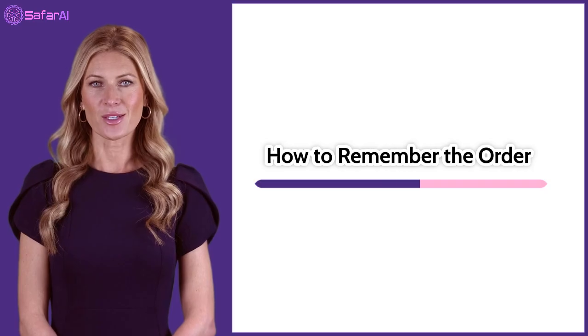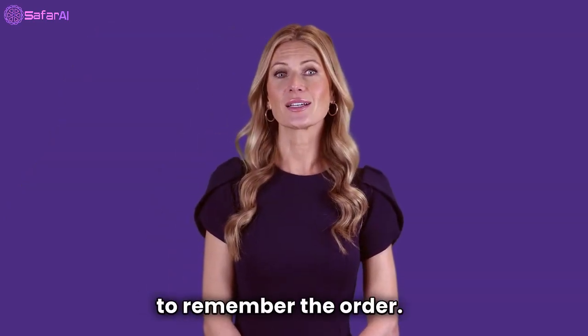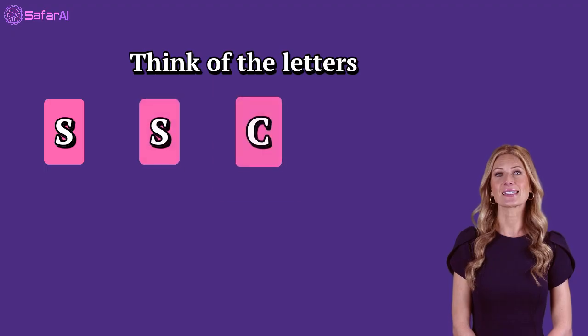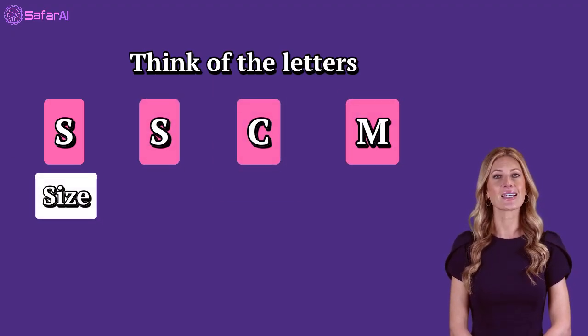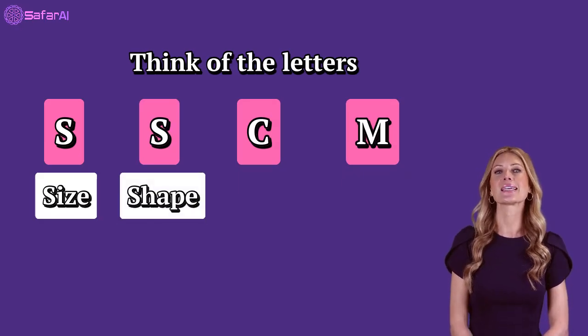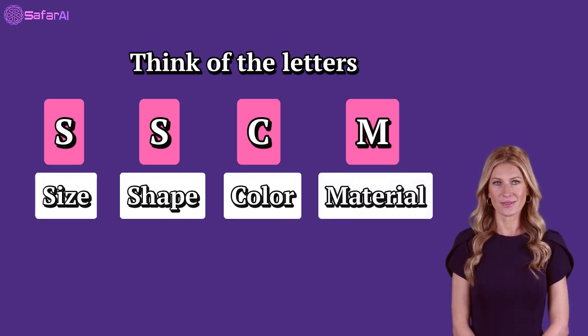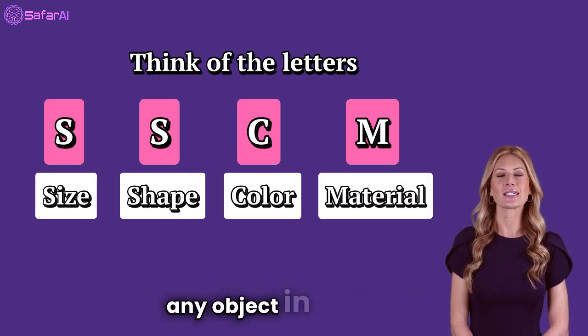How to remember the order. Here's a quick way to remember the order. Think of the letters S, S, C, M. S, size, S, shape, C, color, M, material. This will help you organize your words when describing any object in English.